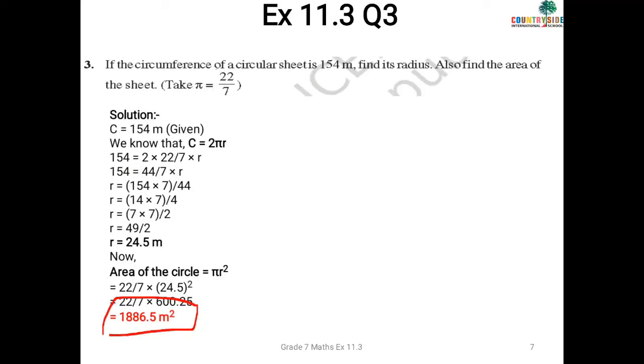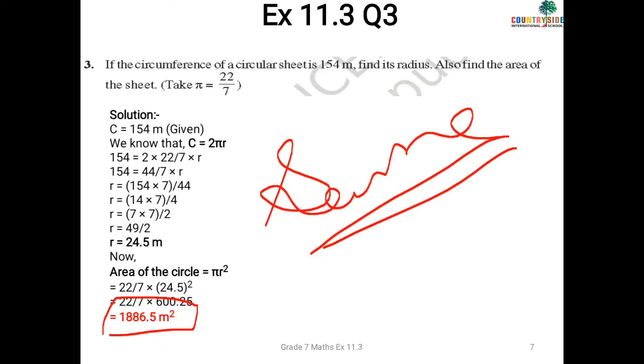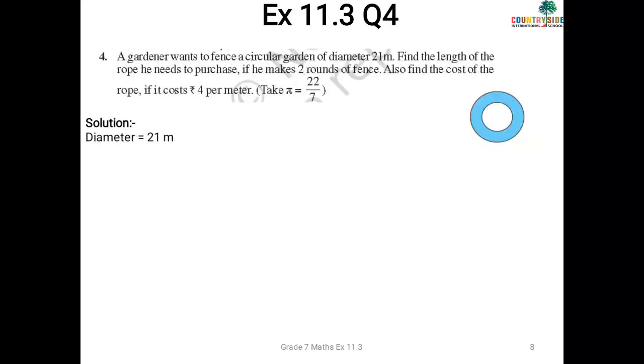So scholars, this calculation is the same that we have done in exercise 11.3 question number 2, that is the previous question. So you can refer to that question for this calculation. Okay, so scholars, now let's start with exercise 11.3 question number 4.